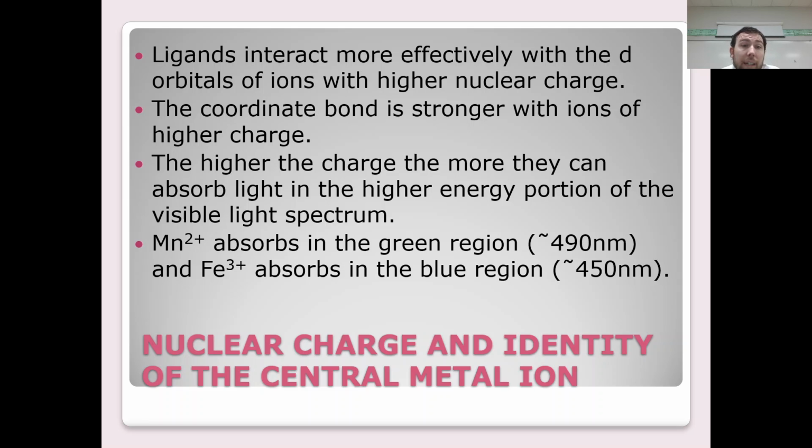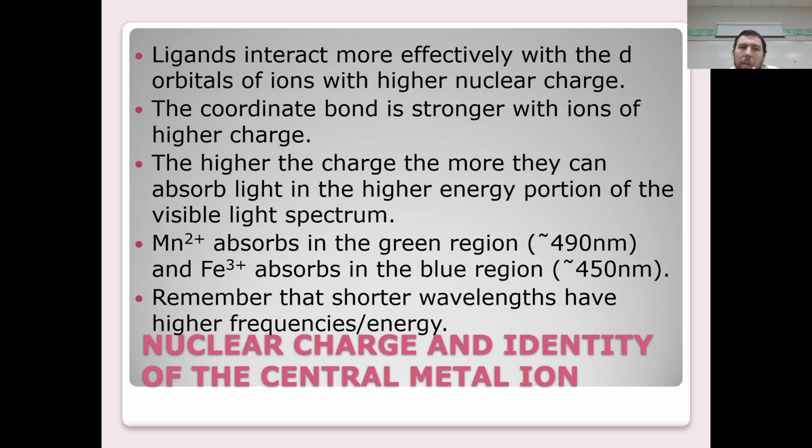Right, and so here are some specific examples, right? So the manganese 2+ ion absorbs light in the green region, which is approximately 490 nanometers, while iron 3+ absorbs light in the blue region, which is approximately 450 nanometers. And so as we can see there, the charge impacts the energy that can be absorbed by the ion. And just as a quick reminder, I know we've looked at this previously, but remember that the shorter the wavelength, the higher the frequency it will be, and the higher the amount of energy that will be given off as a result of that absorption. Okay.